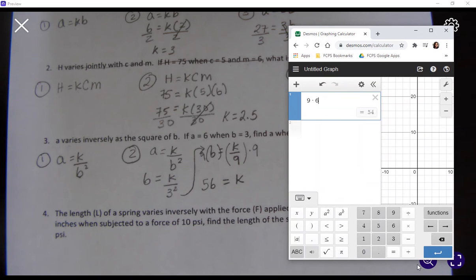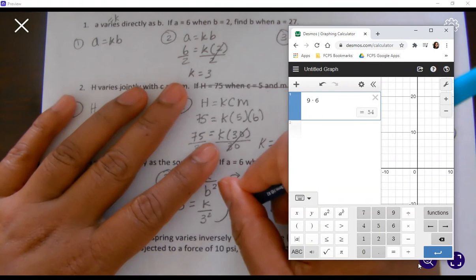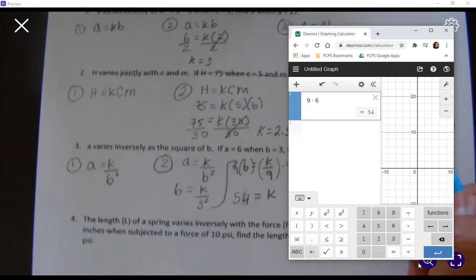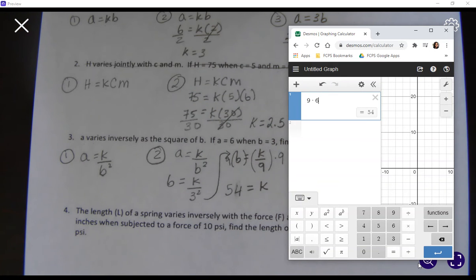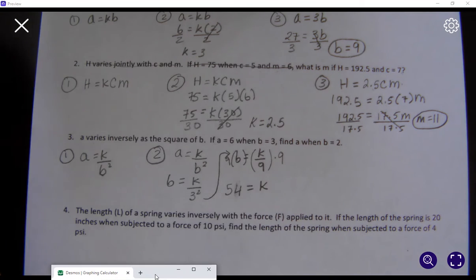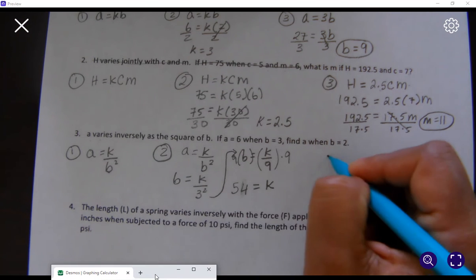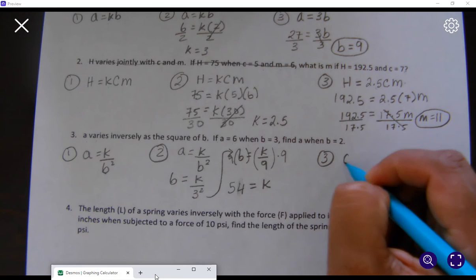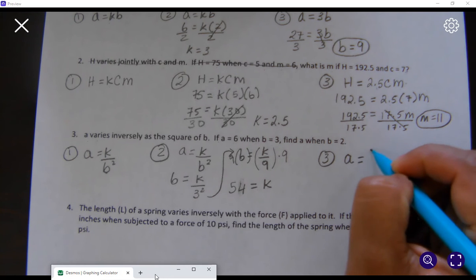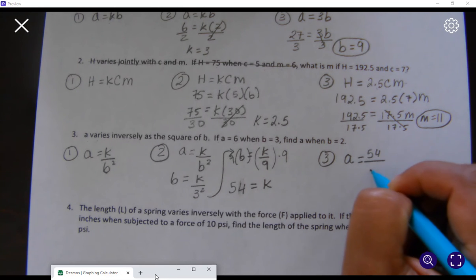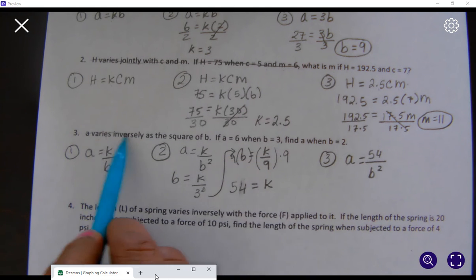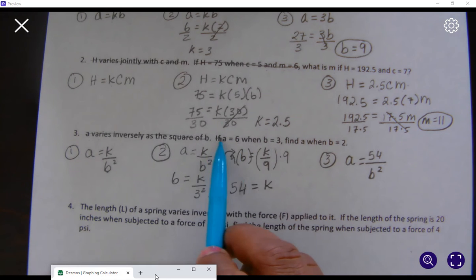9 times 6 is 54. Sorry about that. 54 equals K. All right, and as soon as you find what K is, to get my new equation, all I have to do is take my K and plug it in here. So you have A equals K, which is 54, divided by B squared. Okay, so I found my equation, then I found my K.